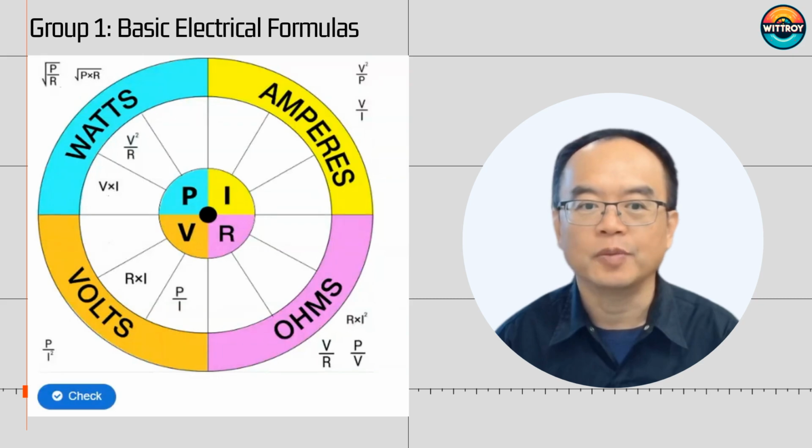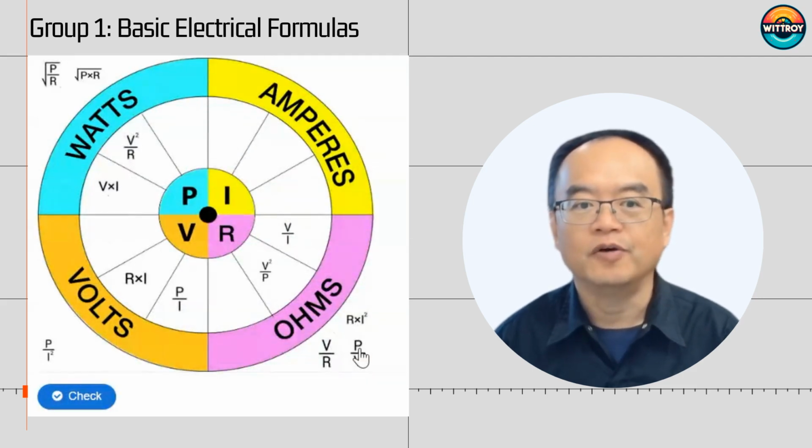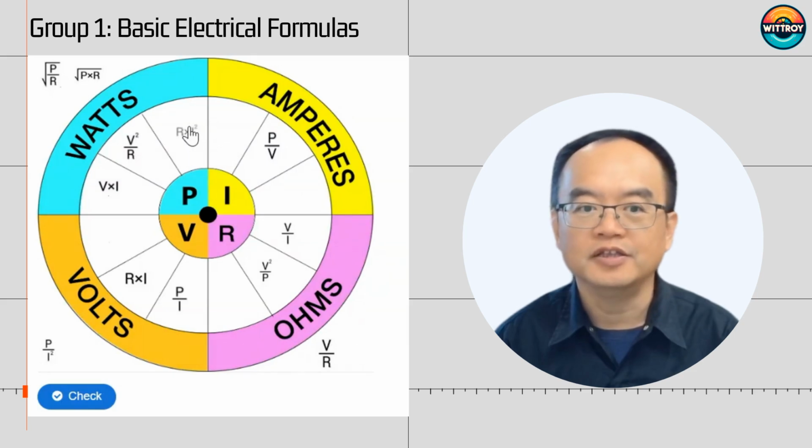Locate the desired formula. Find the segment of the wheel that contains the formula relating the known quantities to the unknown quantity you need to find. Apply the formula. Use the identified formula to calculate the unknown quantity. By following these steps, you can use the Ohm's law wheel to quickly and easily solve for the unknown quantity in an electrical circuit. Okay, now we have completed all the formulas in Group 1.